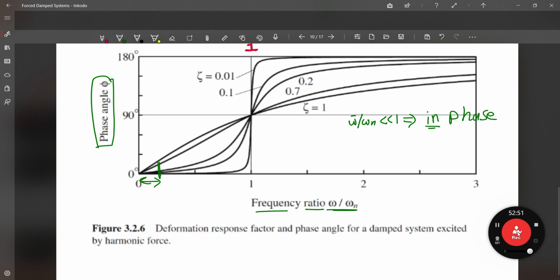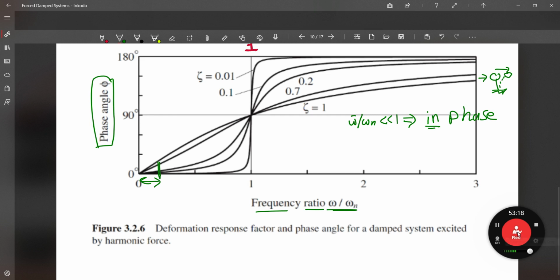This means that the force and the response are going to be the same. Means that when the force acts on the right, for example, if the force is acting to the right, the system is going to displace to the right. They are in phase. That's the meaning of in phase.